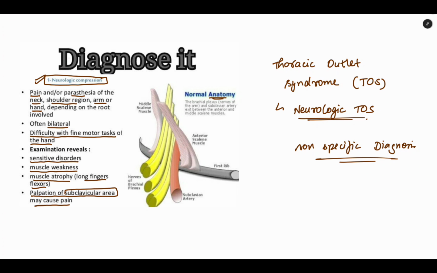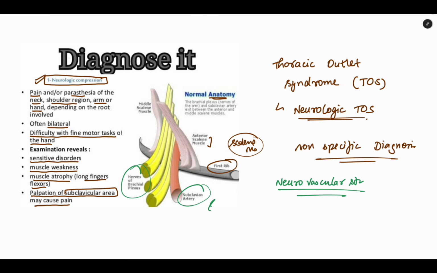So talking about the basic anatomy. The thoracic outlet is formed by the first rib, the clavicle bone, and the scalene muscles. The structures which pass through this triangle are neurovascular structures. These include the brachial plexus, the subclavian artery, and also the subclavian vein. So these are some of the structures which pass through it. Any increase in the pressure in the thoracic outlet leads to the compression of these structures, which produces the mentioned symptoms. So this is the diagnosis of thoracic outlet syndrome.